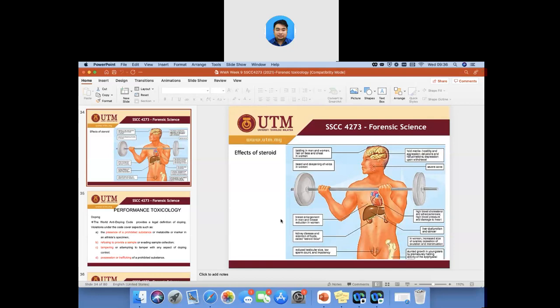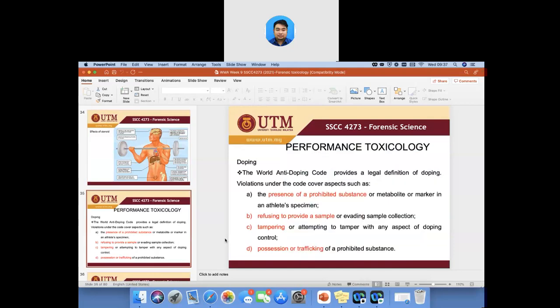Okay, so the effects of steroids are listed in this figure. You can have a look at it. It is more towards the bad side effects of steroids rather than the good effects. All right. Okay, now we are going to look at doping.